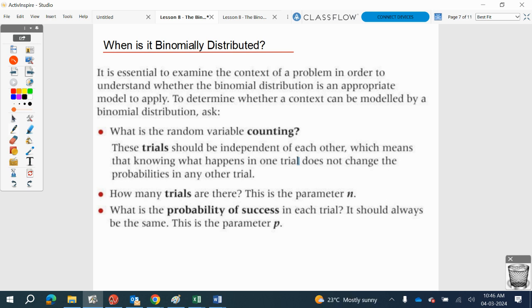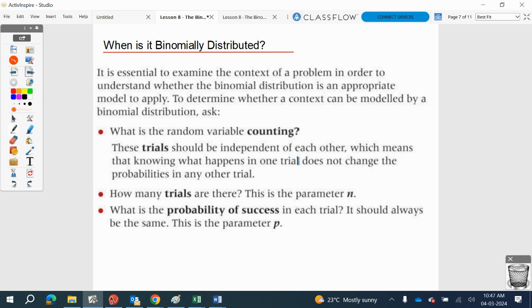If you're taking marbles out of the bag without replacement, it can't be binomially distributed because the probability inside the bag is constantly changing. It has to be like when you're rolling a die: you roll one die, you get a 1. You roll it again, you can still get a 1. It never changes the probability based on what you've just got. So the trials should be independent of each other, which means that knowing what happens in one trial doesn't change the probabilities in any other.